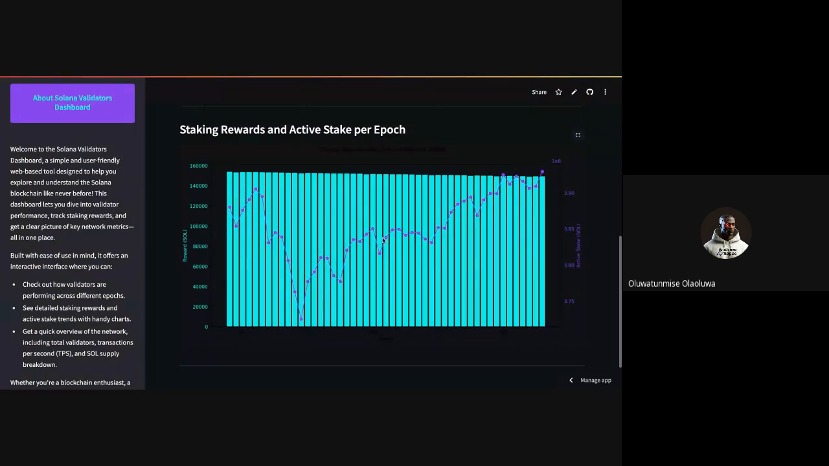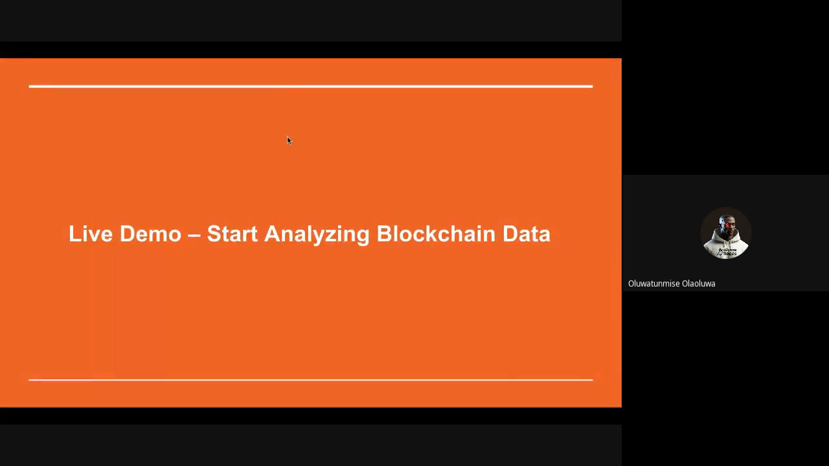I would furthermore improve this and make it a standard platform where people can visit to track Solana's validator activity. Okay, and that is all about our live demo on analyzing blockchain data.